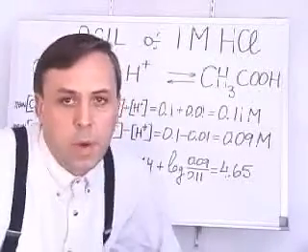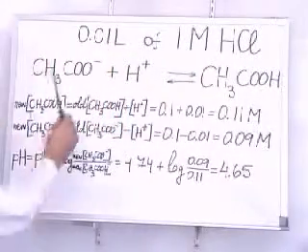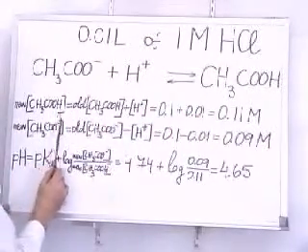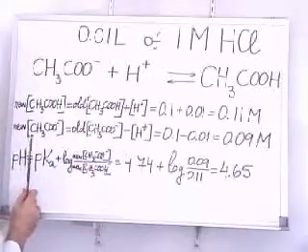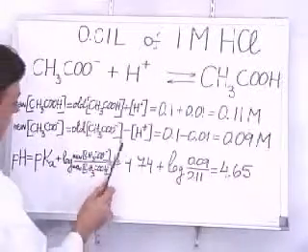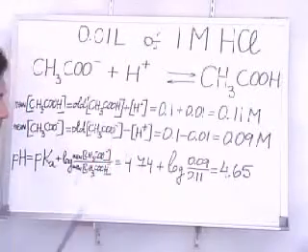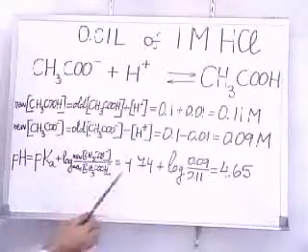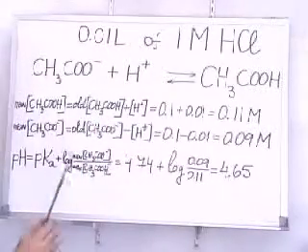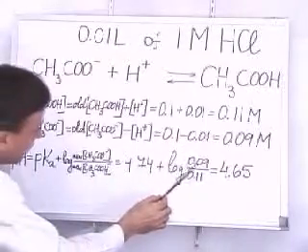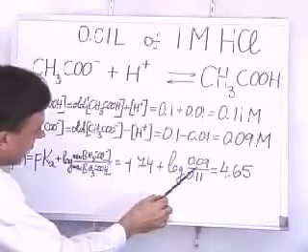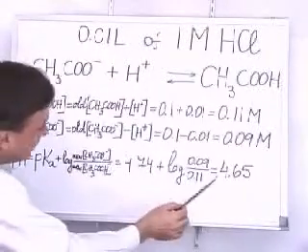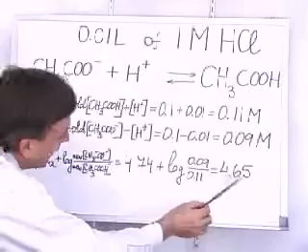Let us get back to our calculation. Due to the addition of the hydrochloric acid, the equilibrium concentration of the acetic acid will increase, while the equilibrium concentration of the acetate ion will decrease in proportion to the incoming protons. Now we can calculate the pH of the buffer after the addition of the hydrochloric acid, and we see that here the concentration of the acetate ion is 0.09, while the concentration of the acetic acid is 0.11. This gives a pH of 4.65.